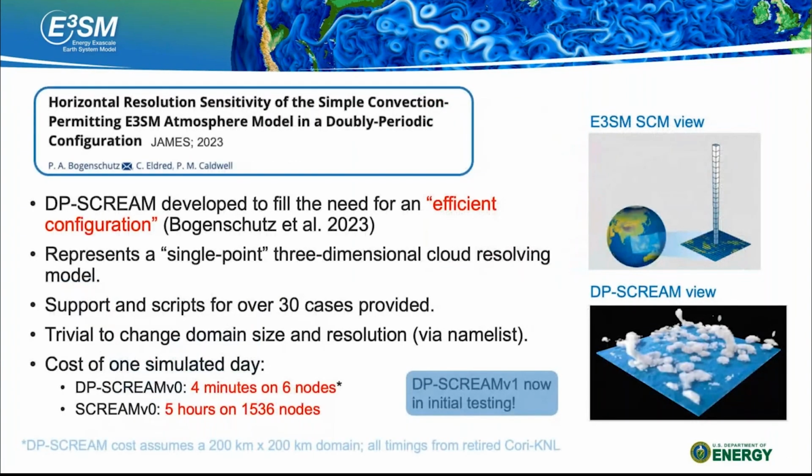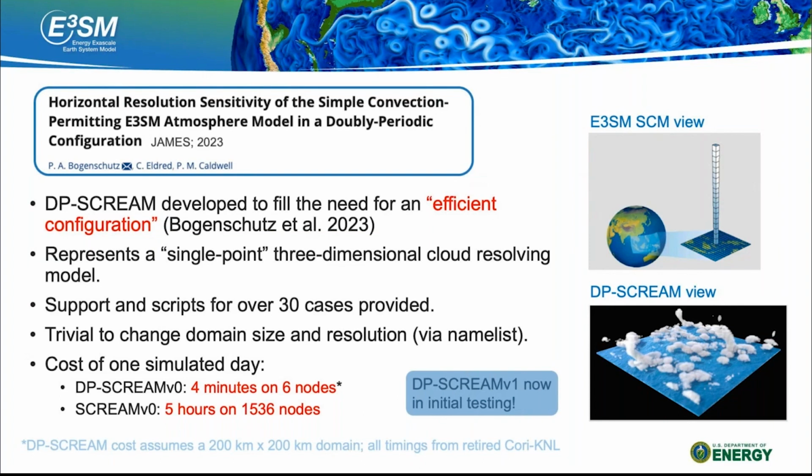So first, let's talk about DP-Scream. This configuration was developed to fill the need for an efficient configuration, similar to a single column model, where users can get running out of the box with negligible computational resources. DP-Scream is characterized as a single point three-dimensional cloud resolving model on a planar grid.